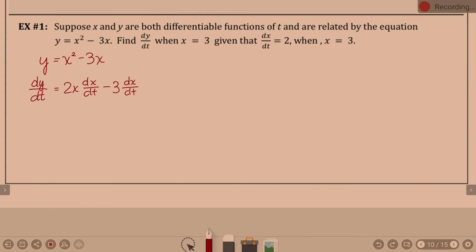Now, we could clean this up a little bit if we wanted to. What do you notice on the right-hand side? I'm not saying you'd have to, but the way we ended up writing it, both terms have a dx/dt, yes? So I could write this as the quantity 2x minus 3 times dx/dt. Can you flip it around to where dx/dt is in the front?